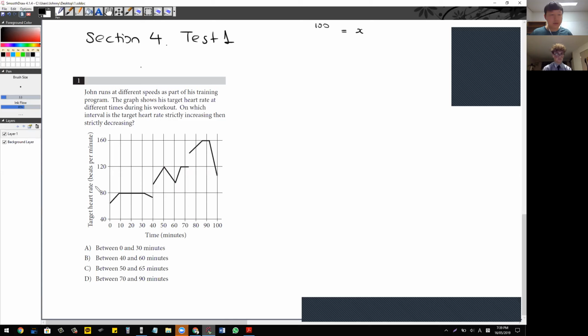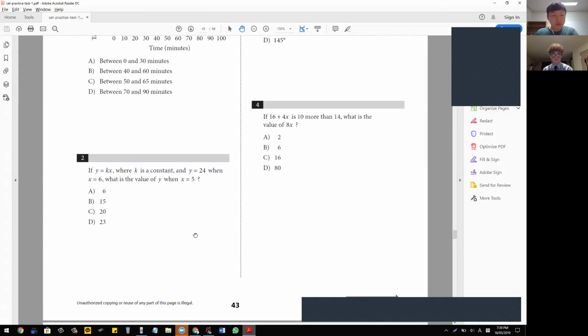So this is the heart rate, this is the time. You need to find the interval that is strictly increasing and then decreasing. That's pretty straightforward, right? This is increasing, then steady, and then decreasing. Increasing, then decreasing, right? So it's 40 to 60. Yeah, I would go for that. That's right. Now, if we move on to the second question here.